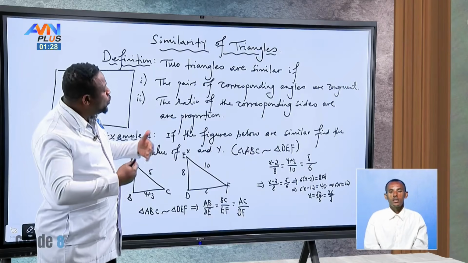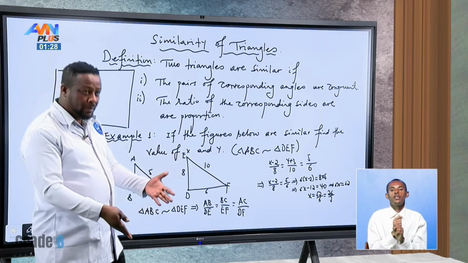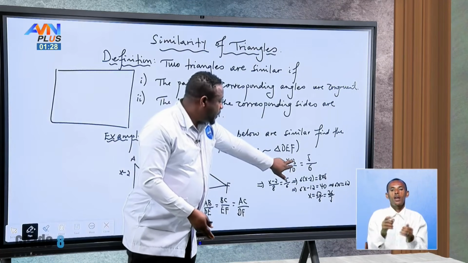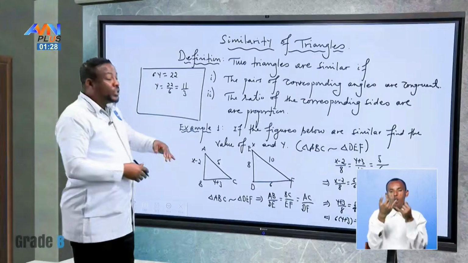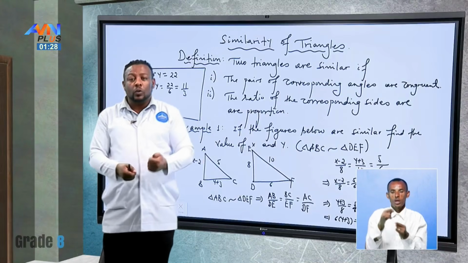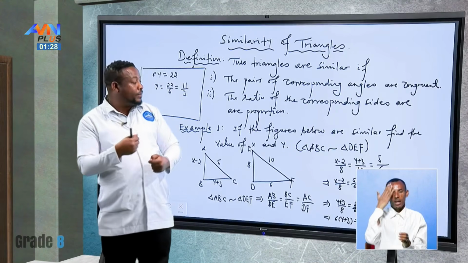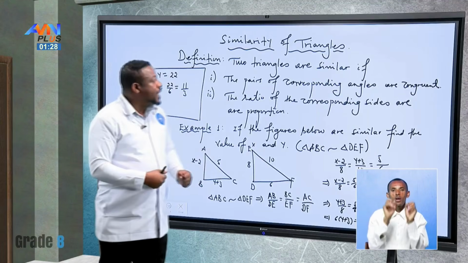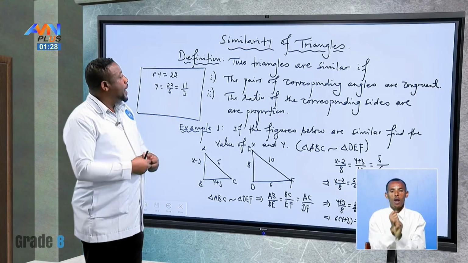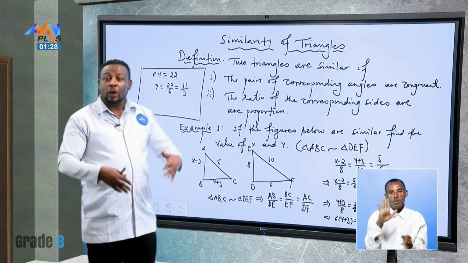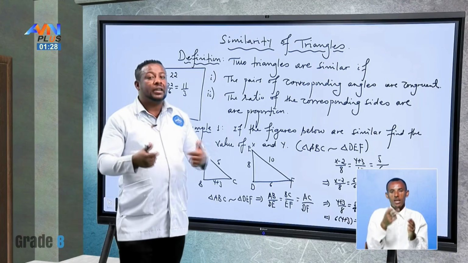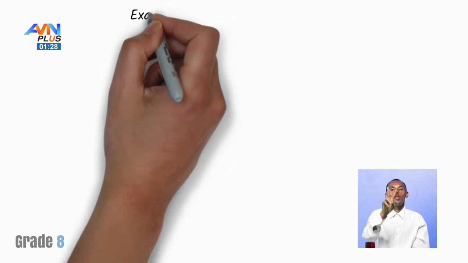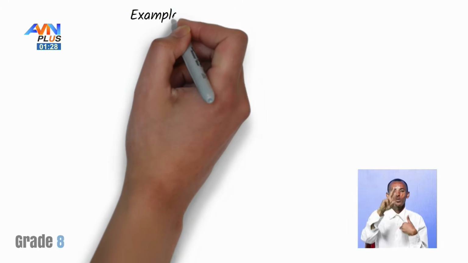So to find the second variable, you can equate the second and the third term. This way, you can calculate the unknown values of x and y. So this is how you can calculate the unknown sides. Now let's see some other example regarding similarity of triangles. In example 2, we have two similar triangles.